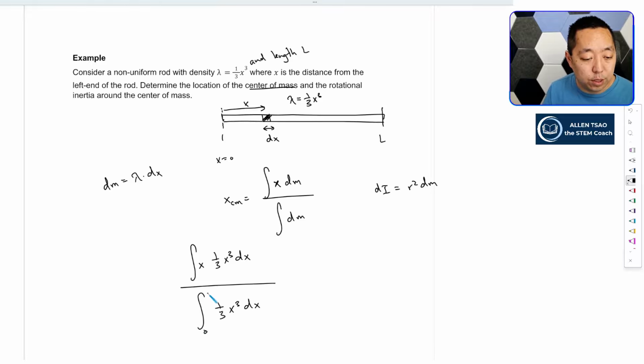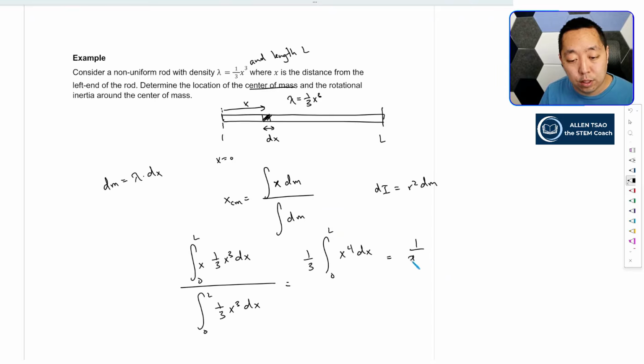So we're going to go from 0 to L here. Now this one, we'll pull out the 1/3. You're integrating x to the 4th dx, so we're going to do the power rule for that. So it's going to be 1/3 x to the 5th over 5 from 0 to L. And the denominator is going to be 1/3 x to the 4th over 4 from 0 to L.